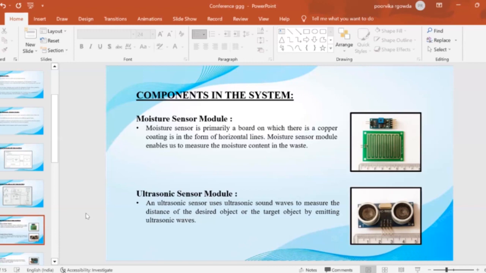Ultrasonic sensor. An ultrasonic sensor uses ultrasonic sound waves to measure the distance of the target object by emitting ultrasonic waves, where the object can be detected, and we can also say whether the dustbin is about to fill or not, and can also provide an alarm if the dustbin is about to fill.